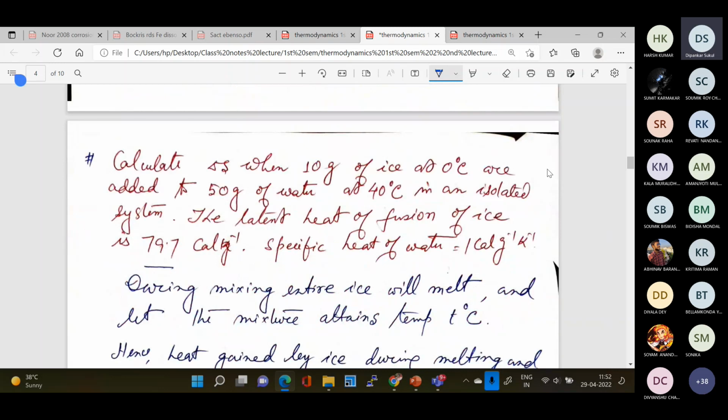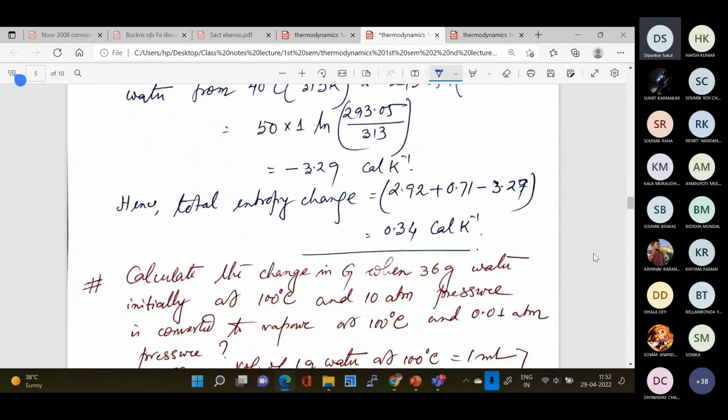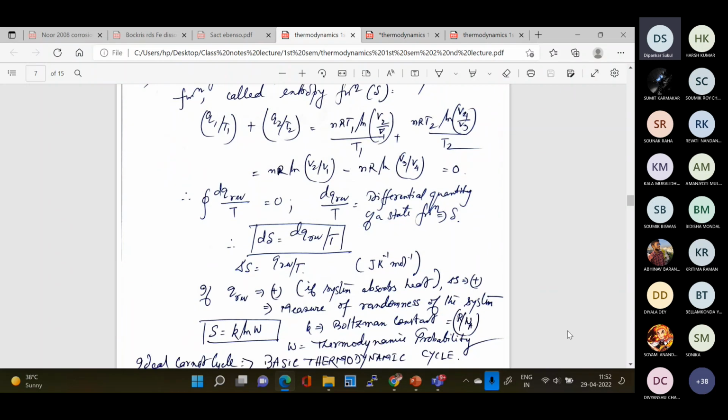There is another problem in terms of entropy change. You will see it. You can do it by yourself. I will not discuss more today.